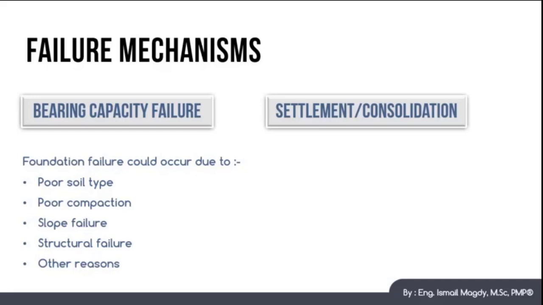And the second failure mechanism is settlement or consolidation, and this failure occurs when the foundation starts to excessively settle in the soil, which will damage the remaining structure system of the building. There are multiple reasons behind any foundation failure, such as poor soil, poor compaction, slope failure, or many other reasons. In our next video, we will learn in details about the bearing capacity failure.